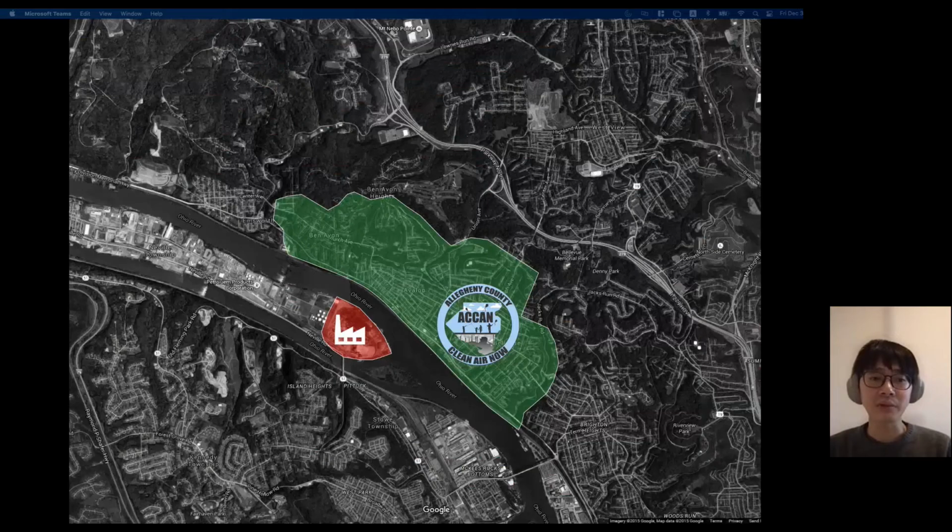So here's the background of the problem. This is an area in Pittsburgh. The green region indicates a community that has suffered from air pollution for a long time. There are about 80,000 people in this community. The red area indicates a pollution source, which is a petroleum coke refinery in the local region.